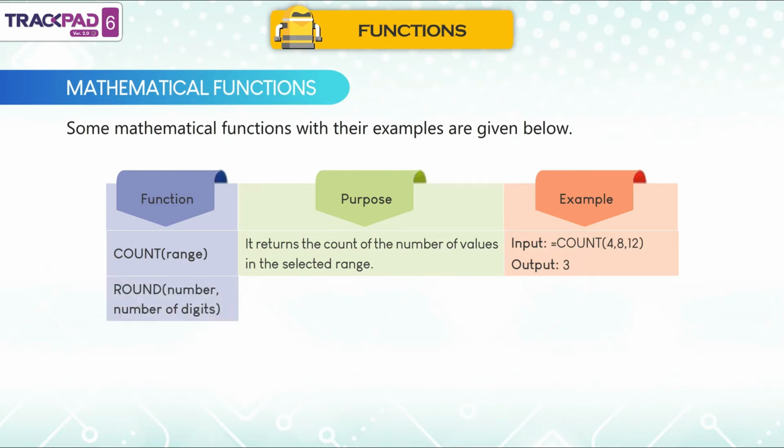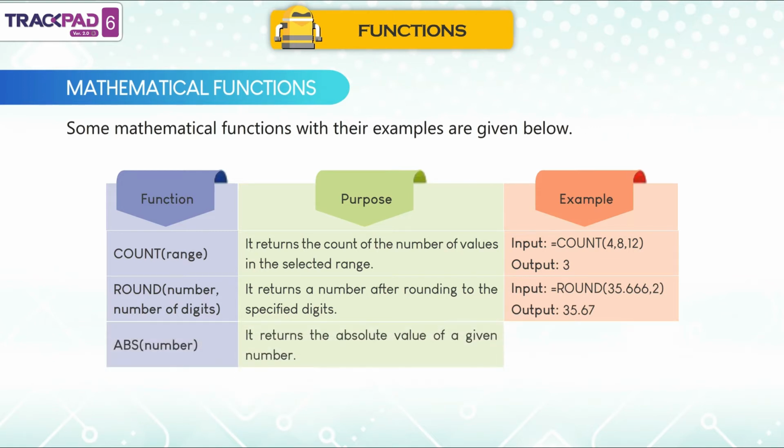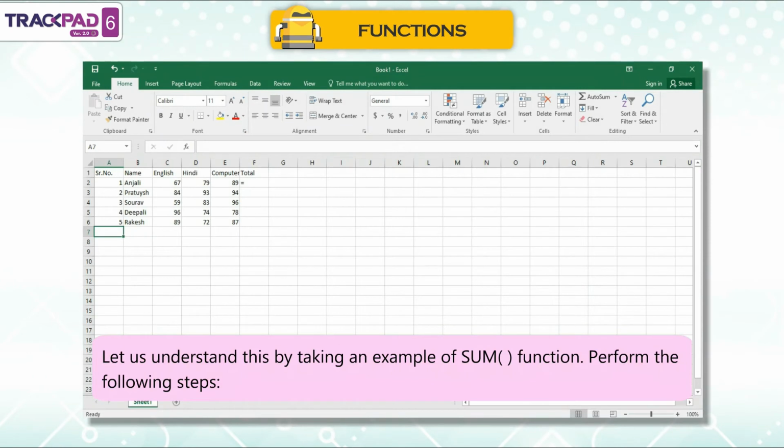Output: 3. ROUND(number, number of digits). It returns a number after rounding to the specified digits. Input: =ROUND(35.666,2). Output: 35.67. ABS(number). It returns the absolute value of a given number. Input: =ABS(-25). Output: 25. Let us understand this by taking an example of the SUM function.